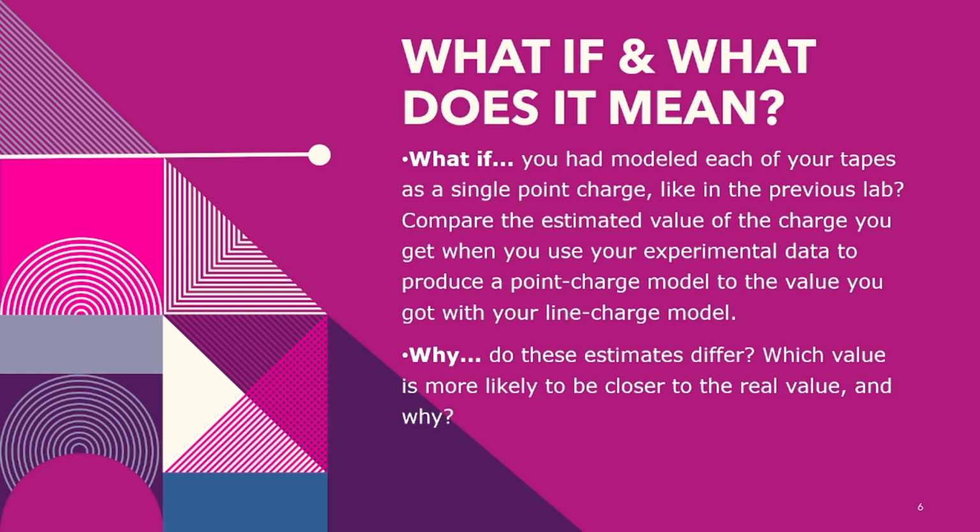And why do these estimates differ? Which value is more likely to be closer to the real value and why? These estimates differ based on how we treated the model and how we treat the tape as a singular point charge versus how we treat the tape as an entire length of an object. And the second one is closer to the real value because it more accurately models the tape, meaning it'll more accurately model the distribution of electrons and charge in it, meaning that you'll get a more accurate charge per thing.